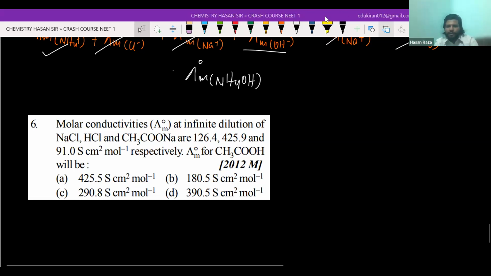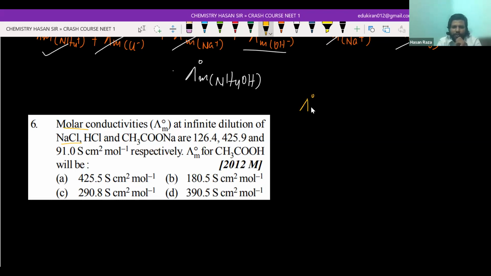Okay, see, it's the same as the previous one. Molar conductivities of NaCl is given. It's also the same question from NCERT. This question comes from NCERT. NaCl is given. Since we are talking about molar conductivity, you need to balance it as well. So Na plus lambda naught m Cl minus.